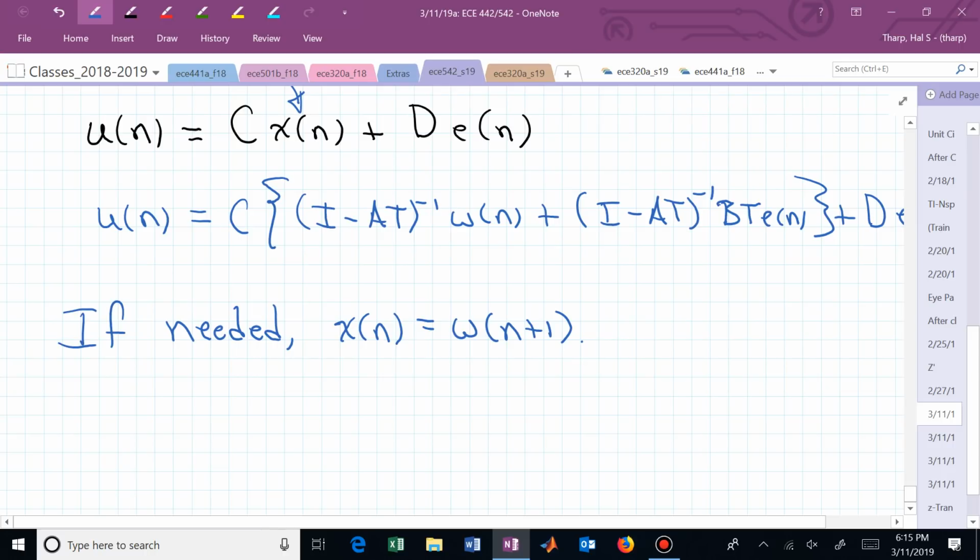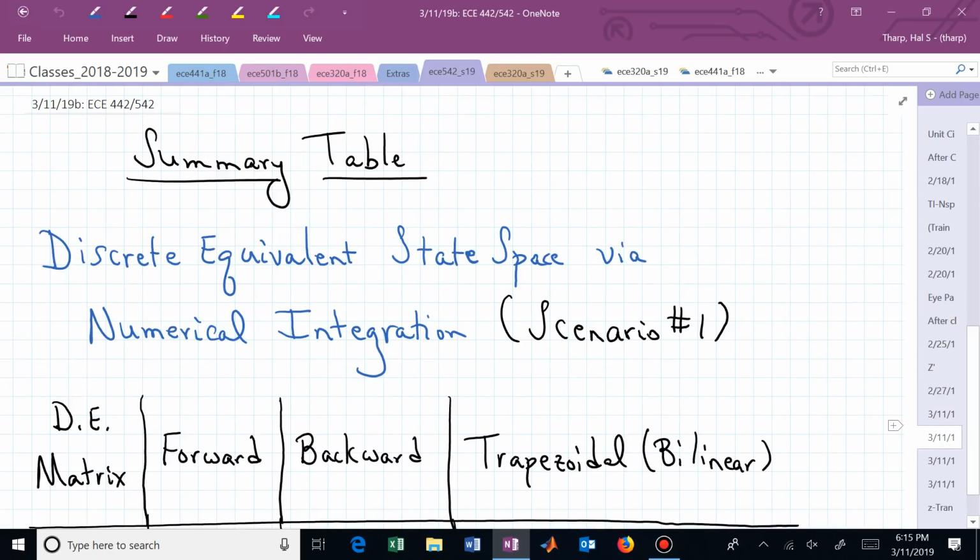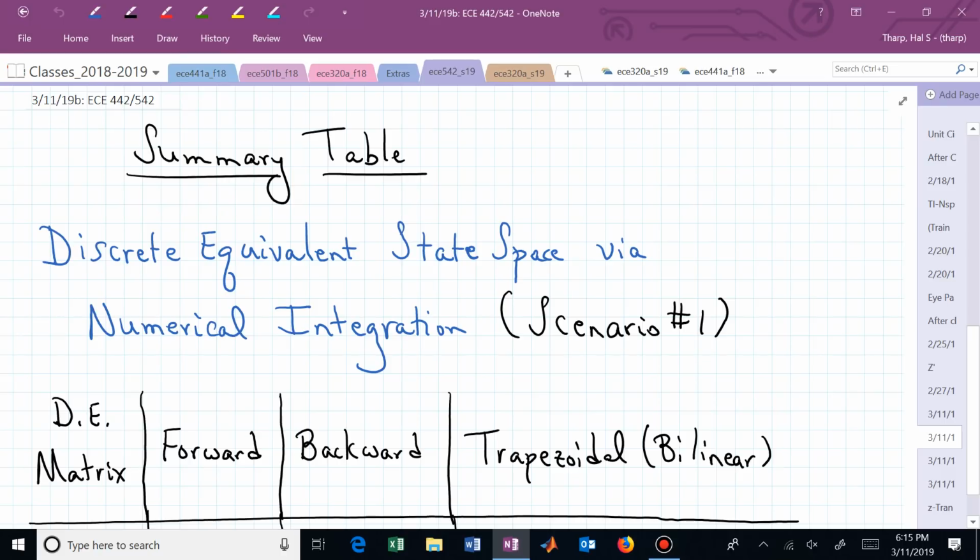And that is what you can go home tonight and redo. Correct? That's now the backward substitution numerical integration strategy. Did I forget any arguments? I'm meaning n plus 1s and n's, etc. If not, let's look at the summary table.